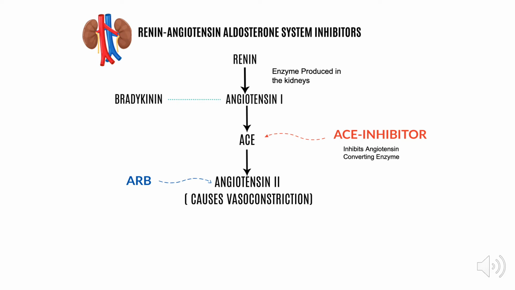So here I have listed on the chart, ACE inhibitor inhibits the angiotensin-converting enzyme. When we block angiotensin 2, we're blocking vasoconstriction, but we're also stopping the release of aldosterone. And remember that aldosterone increases sodium and aldosterone increases water retention.